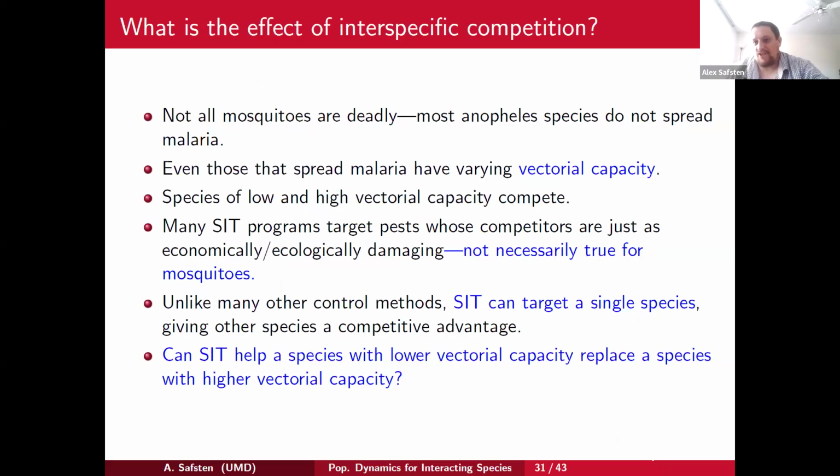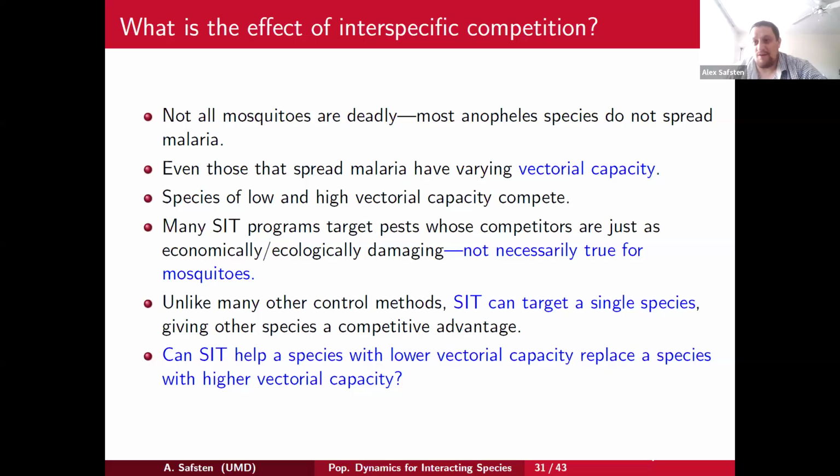But there's an important observation here, and that is that not all mosquitoes are deadly. In fact, most aren't. There's about 200, 250 species of Anopheles mosquitoes, and there's 2 other genera of mosquitoes that don't spread malaria at all. But of those 250 Anopheles mosquitoes, only about 40 spread malaria, and only 3 spread it really well.